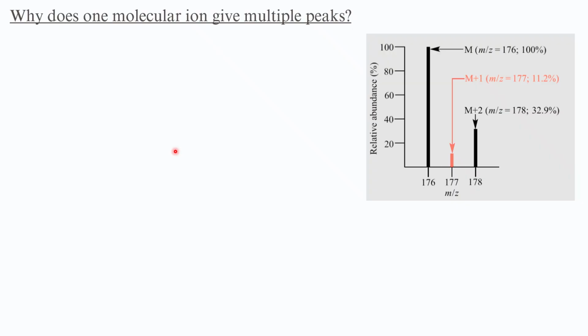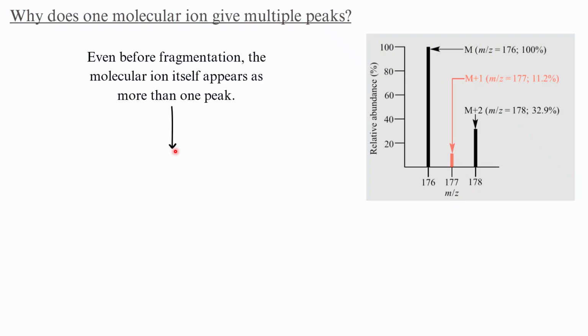So till now we have revised whatever we learned in the previous session. Now let us understand why one molecule gives multiple molecular ion peaks. Okay, why are there multiple peaks other than that of the molecular ion? For this, let us take this condition. Okay, here is the mass spectrum and here is the condition.